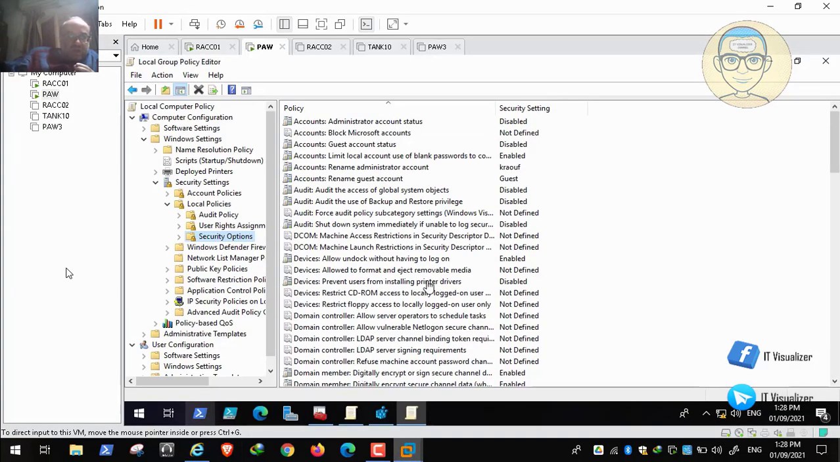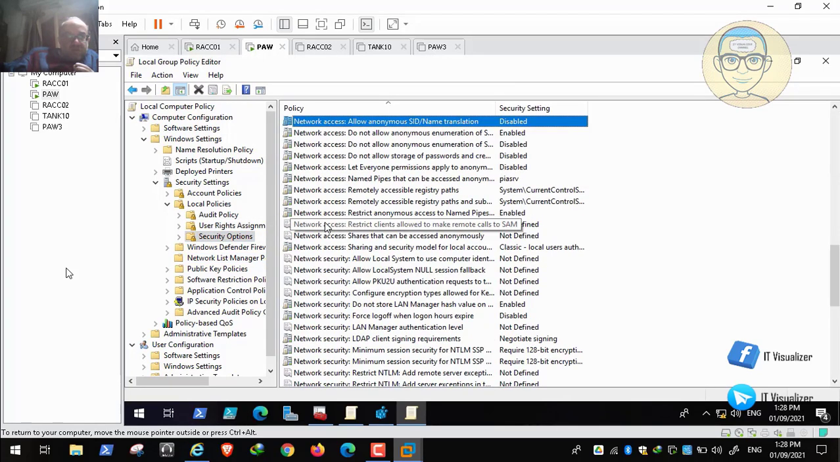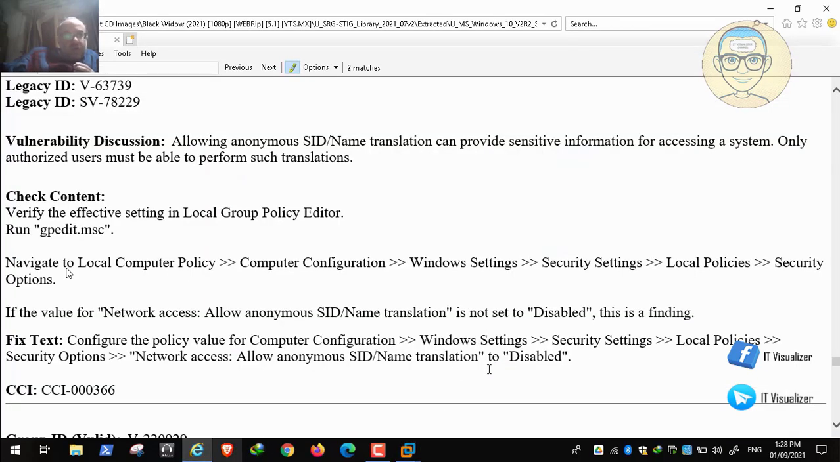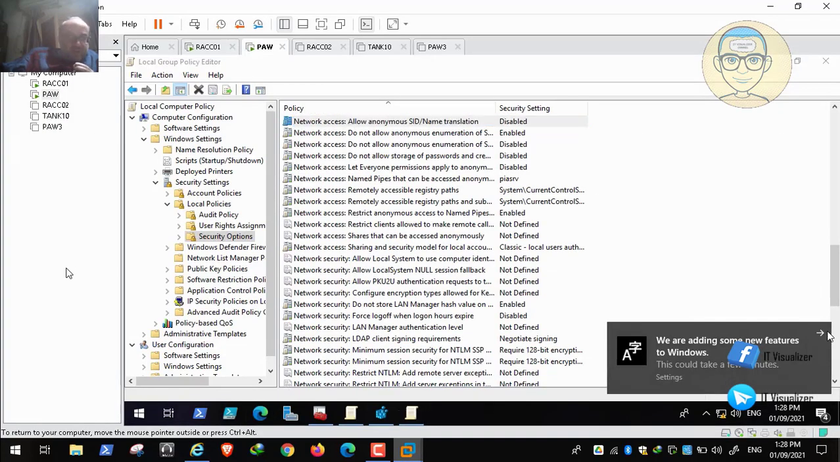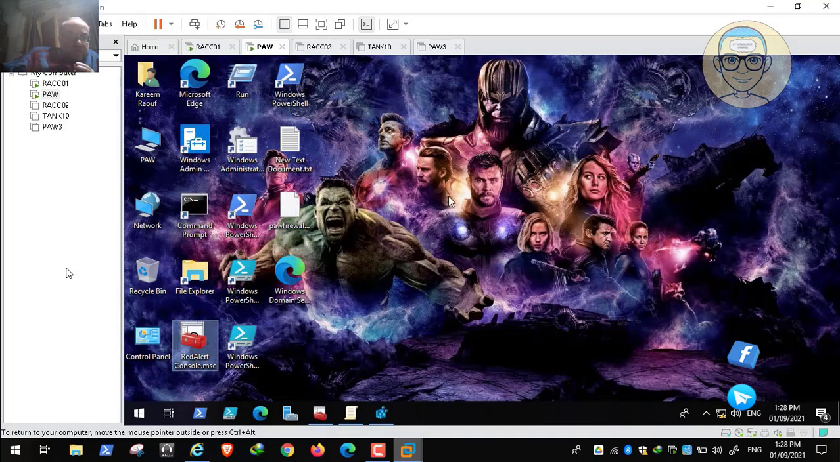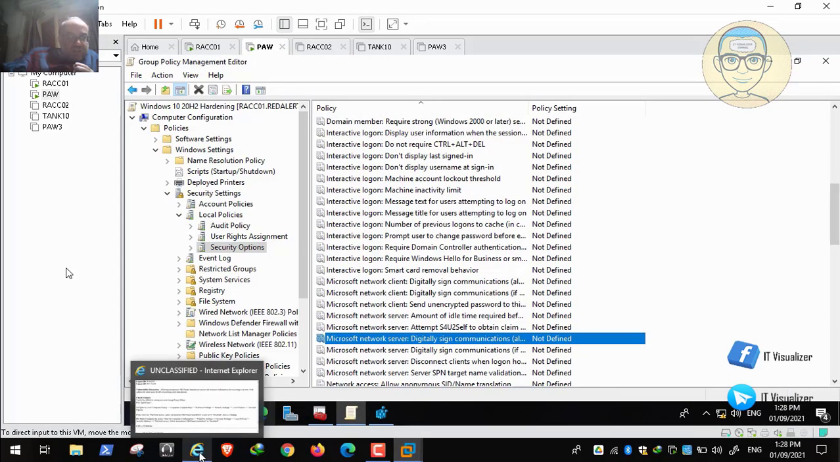Okay, so we can go there. We can go again to security options. Okay, it is disabled, so it's already disabled by default because this is in the default domain policy, so it is applied to every local group policy in the domain, or every local group policy on every machine. Okay, so it's already disabled. So let's continue working with the other recommendations.